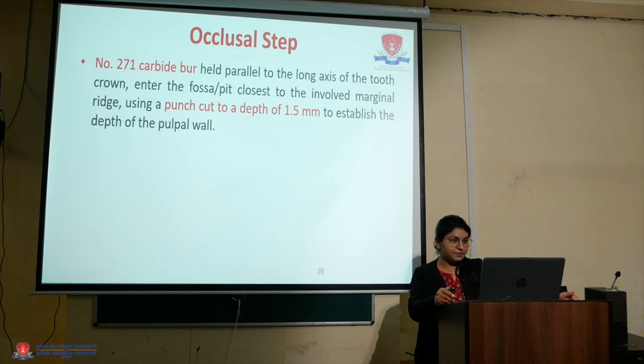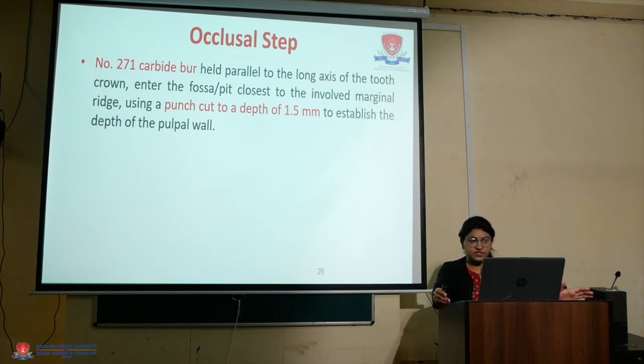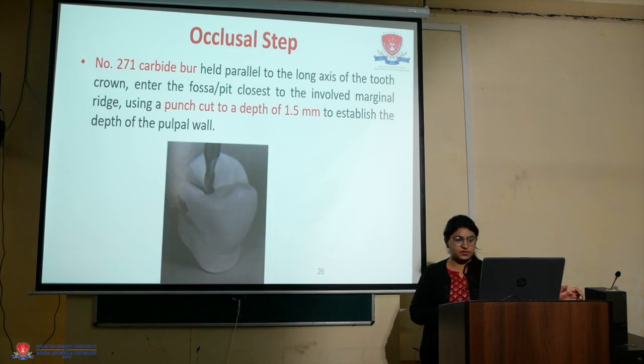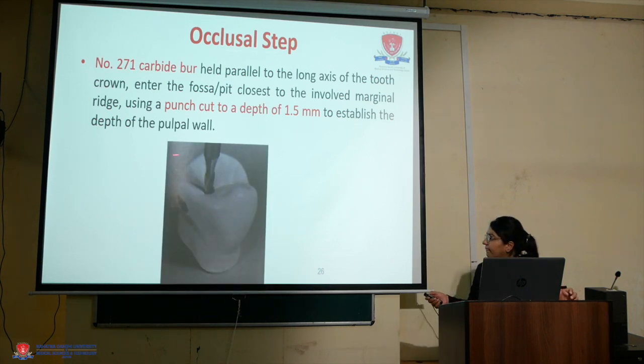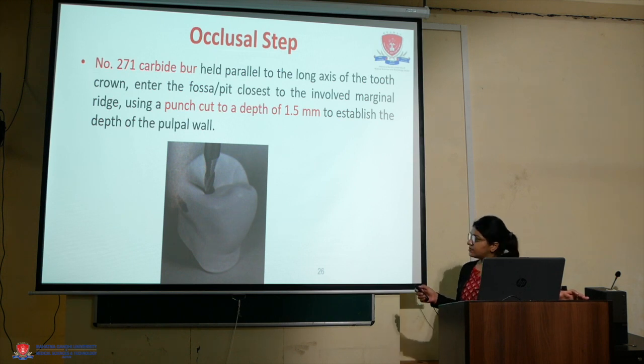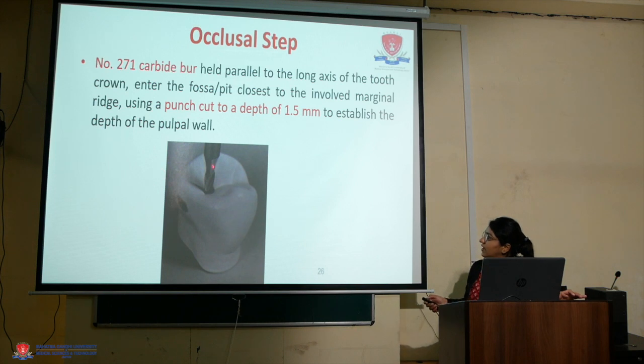Then the occlusal step, using the number 271 carbide burr, which is held parallel to the long axis of the tooth, as you can see here in the picture. In cases of the mandibular molars, because they are slightly tilted, the orientation of the burr has to be changed. And with this you give a punch cut to a depth of 1.5 millimeters to establish the depth.